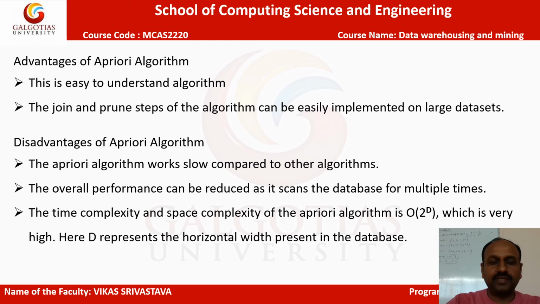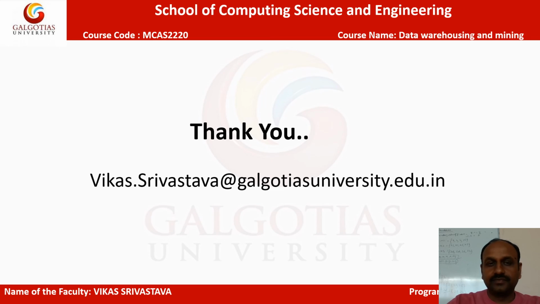There are some advantages: it is an easy to understand algorithm. But the disadvantage is that it is very slow compared to other algorithms, as it has to cover the entire data space. It has to scan the entire database multiple times to perform this operation. That's why its complexity is high, and it is slow in comparison to the others. With this, I hope you will be able to understand the Apriori algorithm.